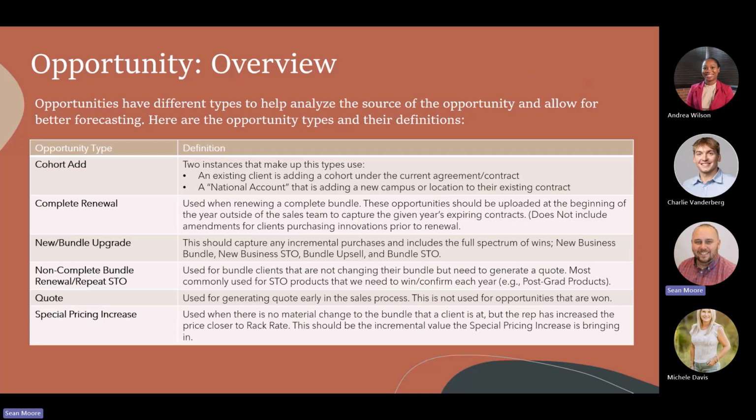And then we have special pricing increase. So this is on bundles where there's nothing material that's changed other than you're upping the price or lowering the price. Typically, this is going to be a price increase, I guess, because that's what it's called. This will be the incremental value for the special pricing that's coming in. So if they're upping the price, the only amount that would be put in there is the difference between the old price and what the new price is.